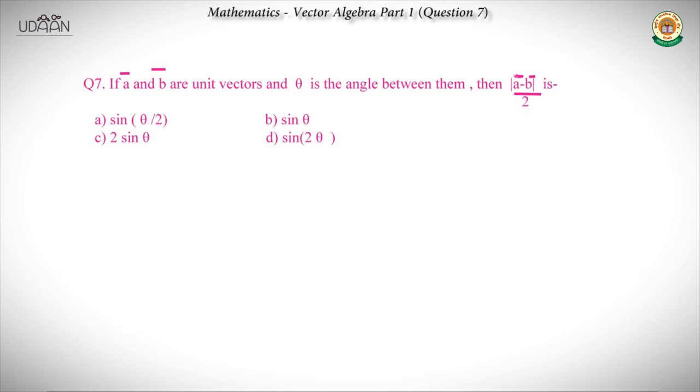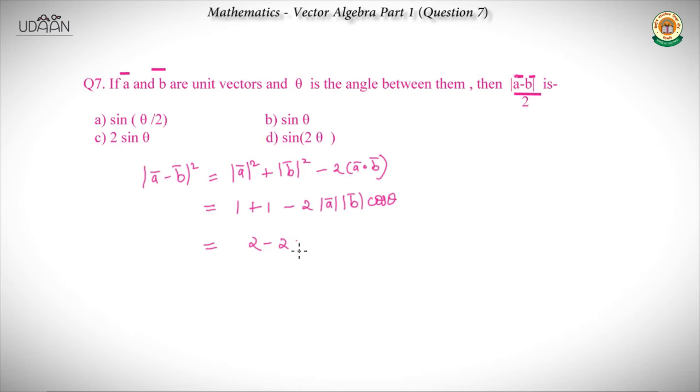Moving ahead with problem 7, it says if a vector and b vector are unit vectors and theta is the angle between them, then mod of a vector minus b vector by 2 is what? As we have to find mod of a vector minus b vector by 2, we will think such that we can find the value of mod of a vector minus b vector. So we will begin with mod of a vector minus b vector the whole square, which will turn out to be mod of a vector square plus mod of b vector square minus 2 times a bar dot b bar. Now as a bar and b bar are unit vectors, their mod square will turn out to be 1, and a bar dot b bar is mod a mod b cos theta, which will further turn out to be 2 minus 2 cos theta.